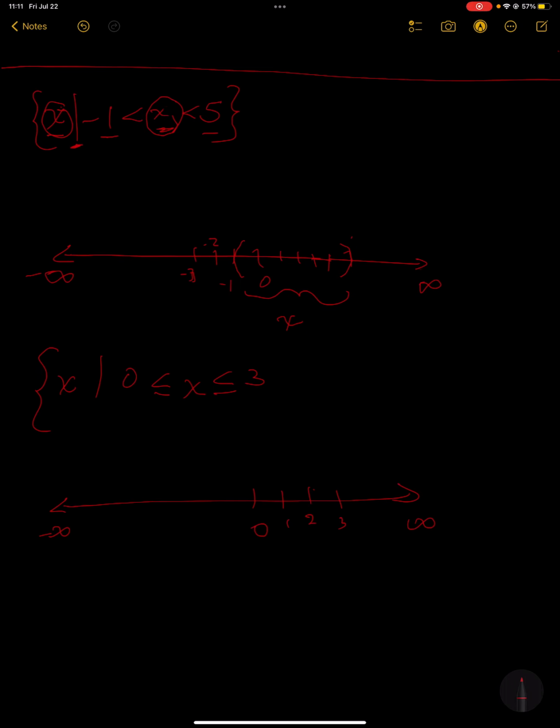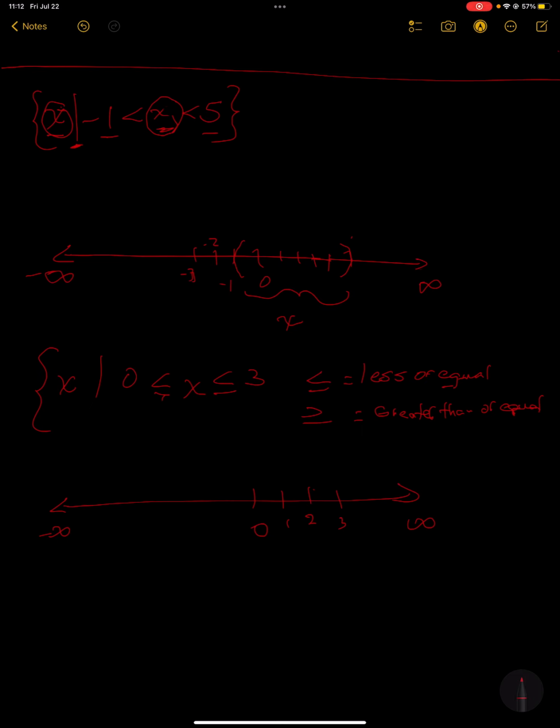Because we have this sign now, it means less than or equal, and that sign would be greater than or equal. All right, so this is less than or equal, this is greater than or equal. Now, that one says x is greater than or equal to 0 and less than or equal to 3.